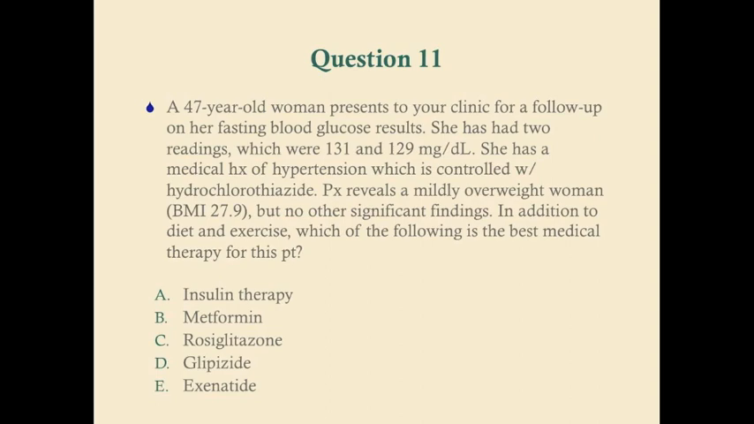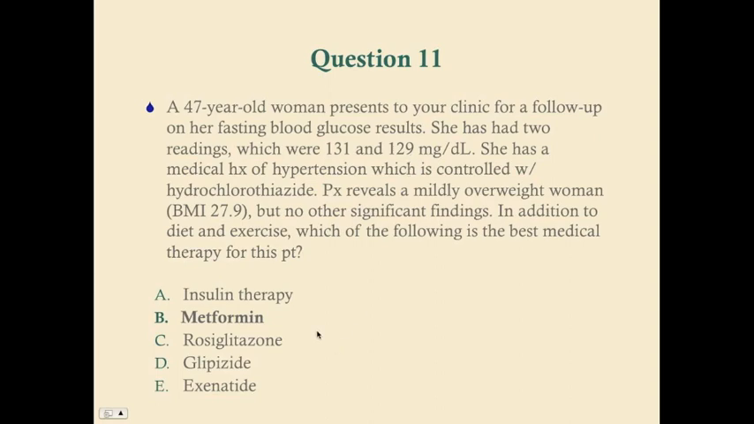So the correct answer here is going to be B, metformin, and you should be aware that metformin is the cornerstone of medical therapy for type 2 diabetes. First off, how do we diagnose this patient with type 2 diabetes? Well, we know she's got type 2 diabetes because she has had 2 readings which were above 126 milligrams per deciliter, and those are fasting blood glucose levels. So because of that, she's stamped with type 2 diabetes.